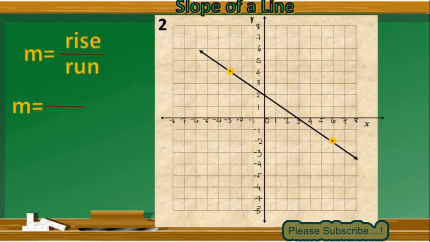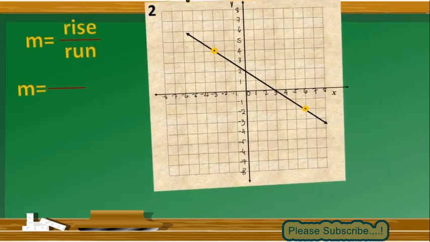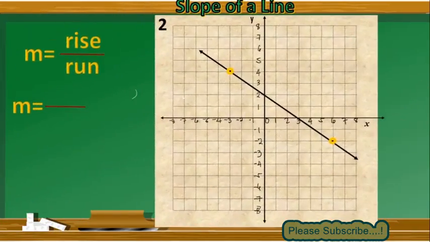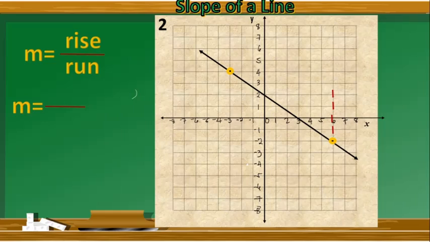Next graph. Same, we are going to use this formula. As you can see, this graph is opposite to the previous graph. Let us find how many counts or the value of the rise. Let us count 1, 2, 3, 4, 5, 6. The rise is equivalent to 6.